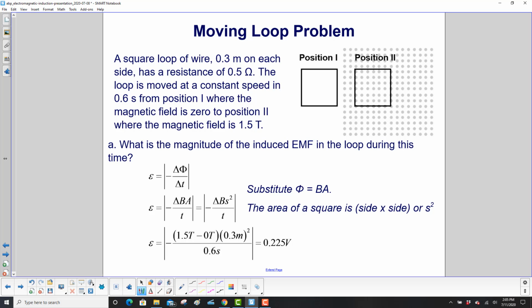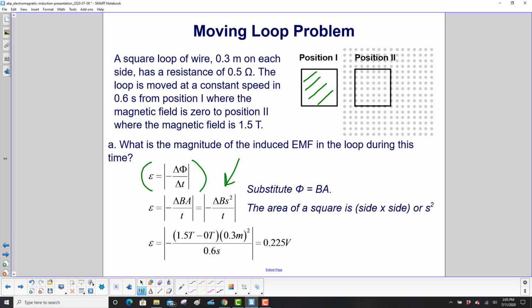Well, we use Faraday's law of induction right here, and the negative sign being Lenz's contribution. We substitute flux is equal to BA because the magnetic field is perpendicular to the cross-sectional area. And then what is A? A is just the area of a square, which is S squared. So here we have our algebraic expression.